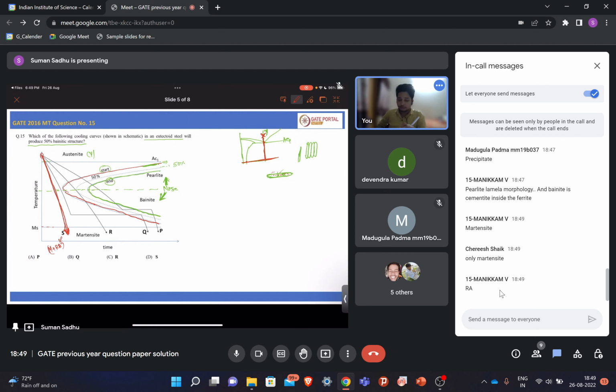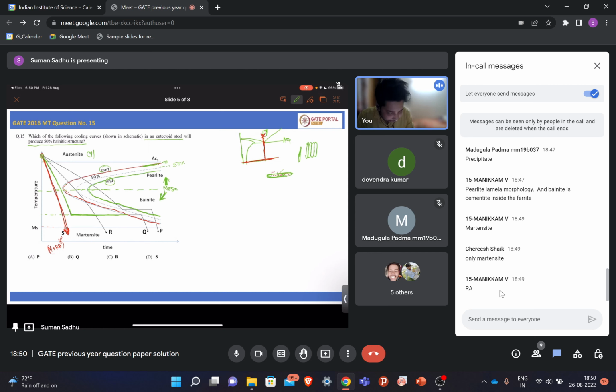So now let us consider the second cooling curve, that is this one, cooling curve Q. What we are doing here, from the austenitic region, we are cooling at a very fast rate, so that it is not touching this nose or any of the transformation start lines. So that means here the transformation will not start. Up to this also it will be retained austenite. Then this retained austenite is held at this particular temperature for a certain period of time.